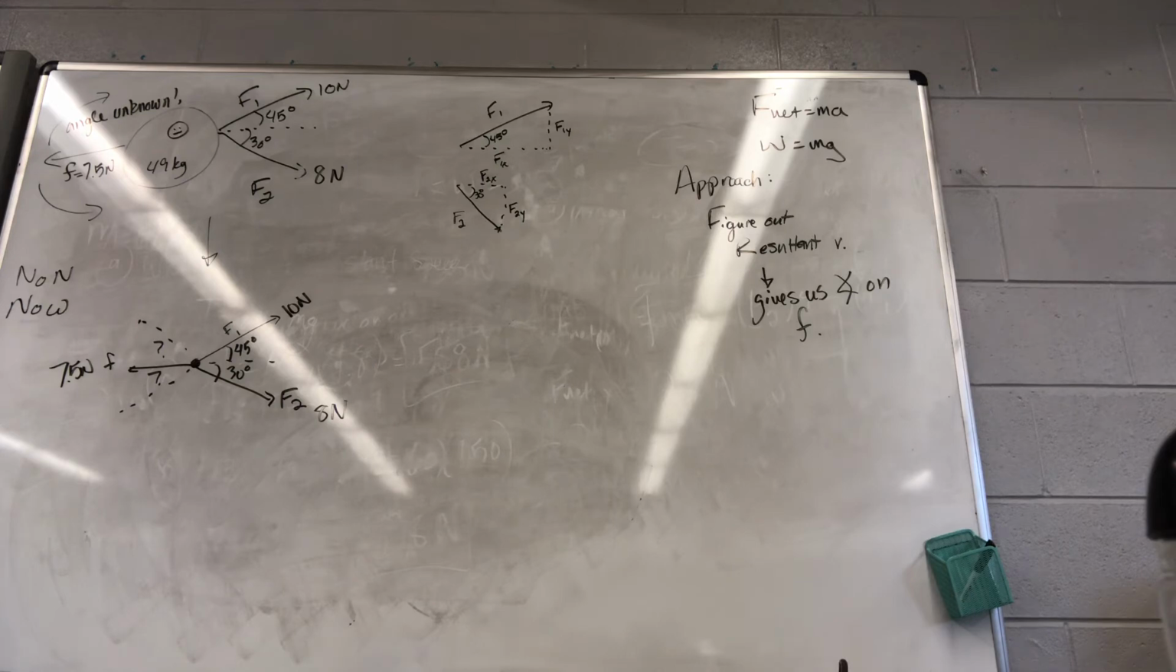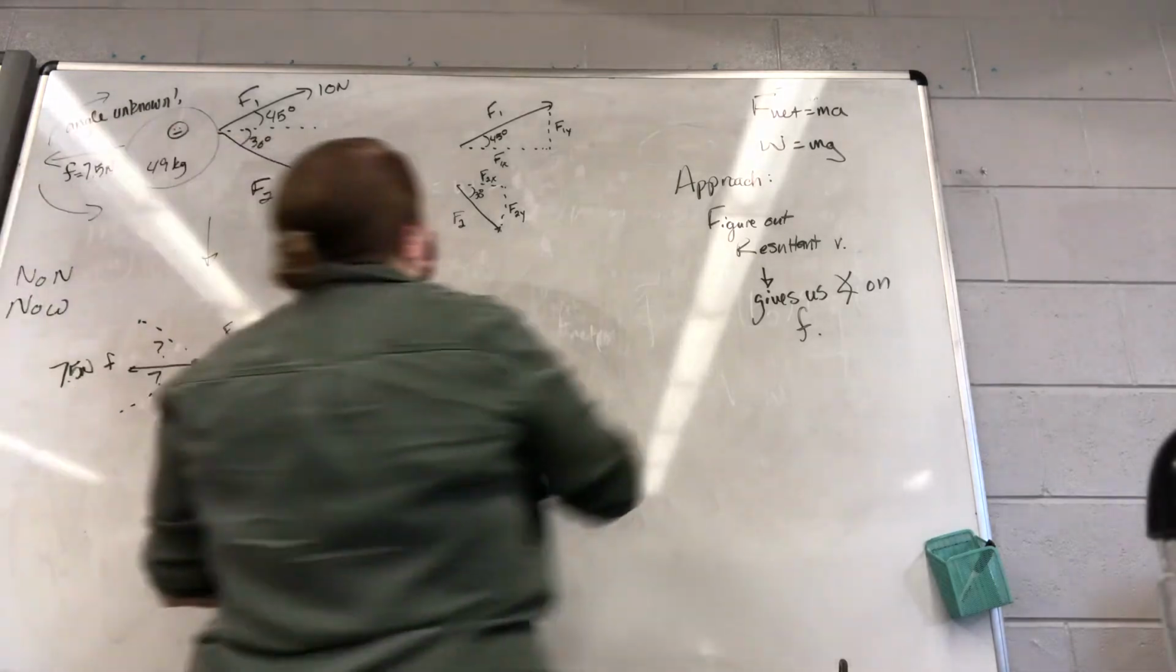First thing we're going to do is break them into our components, right? We're going to figure out what x's and y's are using our trig. Then we're going to add the x's together, add the y's together, and get a resultant vector from those two different parts. Okay, so let's start with F1.